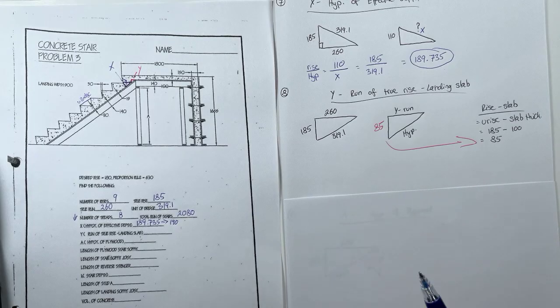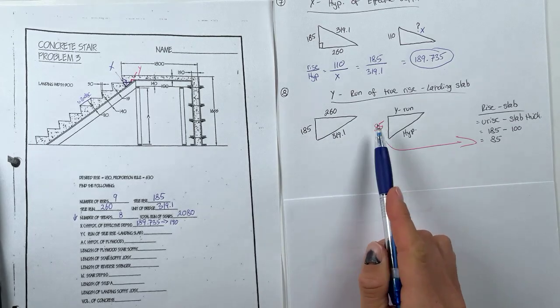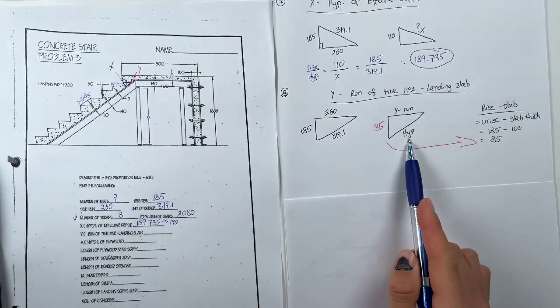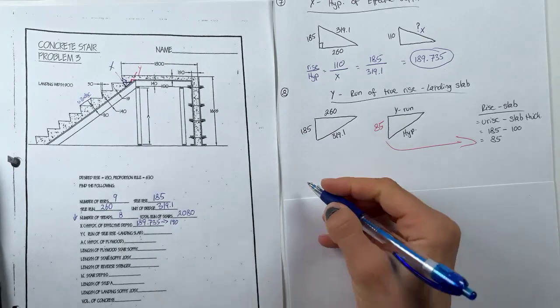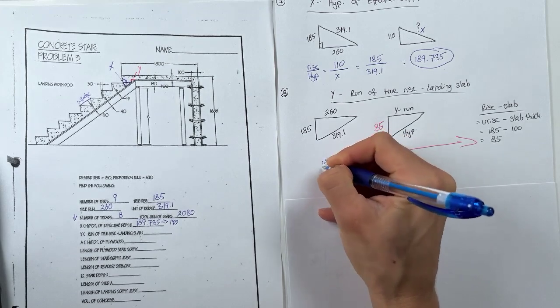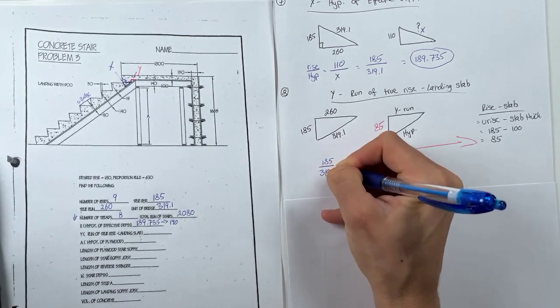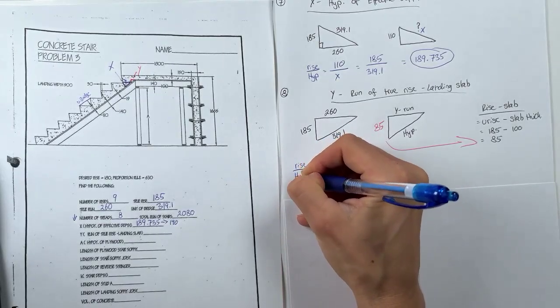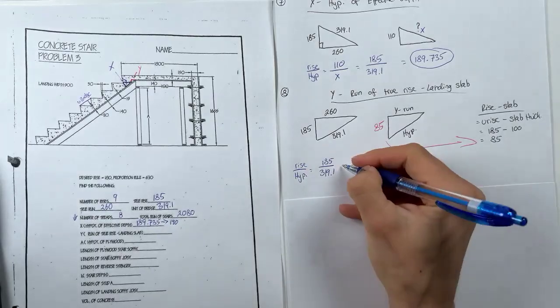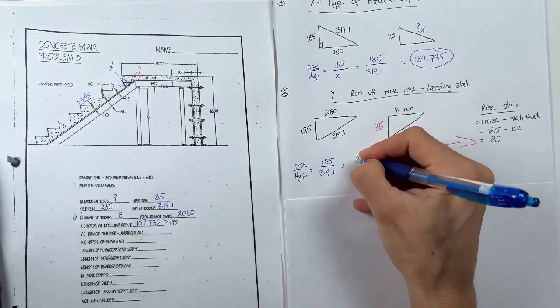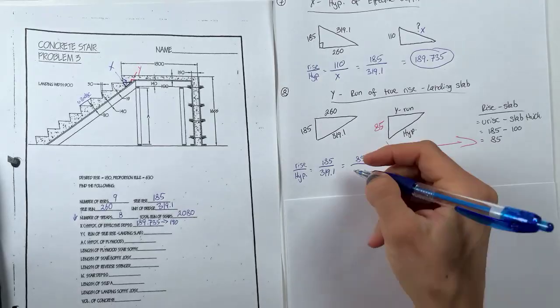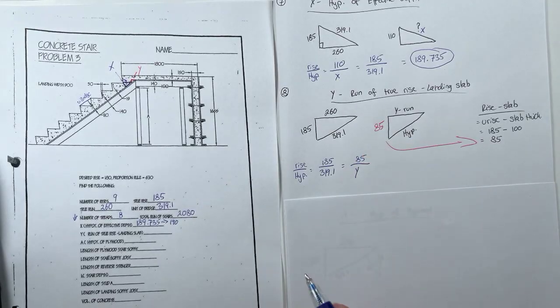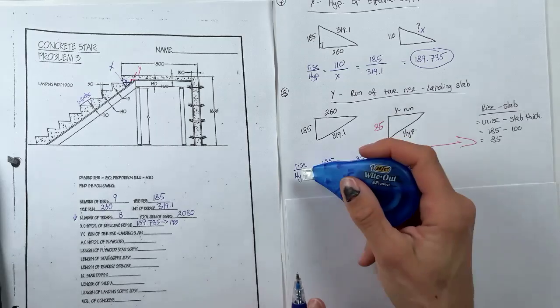Okay, so again, we cross multiply and divide. What can we compare? Well, we have unit rise, and then we want to compare it to the hypotenuse. So 185 over 319.1, right? Rise over hypotenuse equals to, what can we compare here? Well, we have the 85 over y. And that's not true. I'm sorry. We didn't want to do any of that. My apologies. Let me redo that.